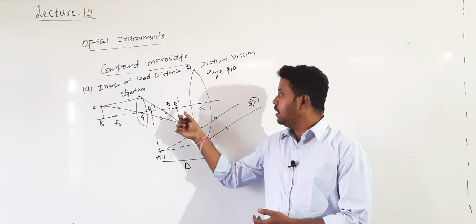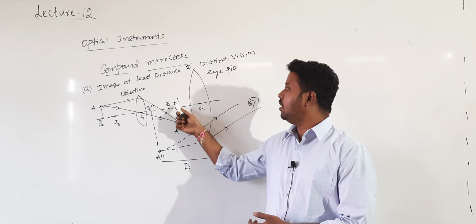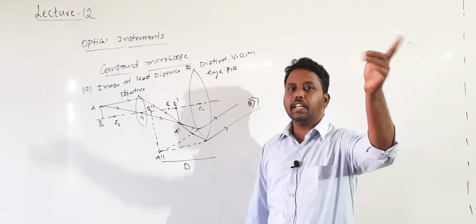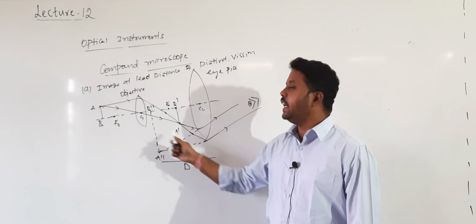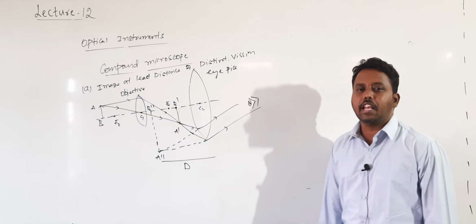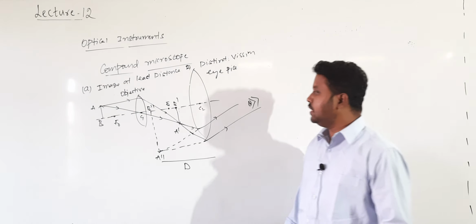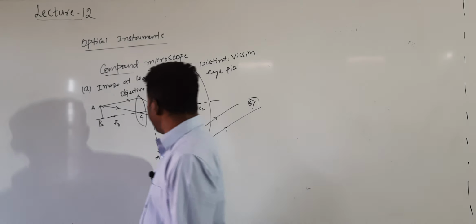So whenever the object is formed at the principal focus of the eyepiece, the eyepiece will form the image at infinity. Many times they ask for 3 marks: draw the ray diagram for a compound microscope. So this is the ray diagram of the compound microscope.